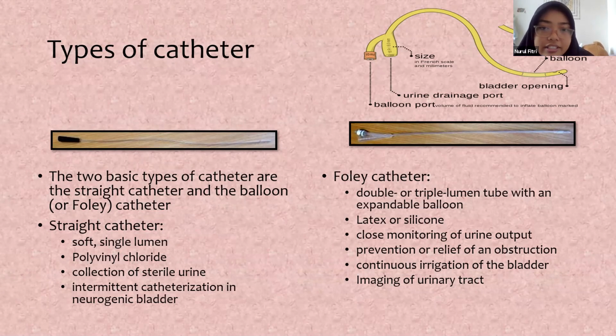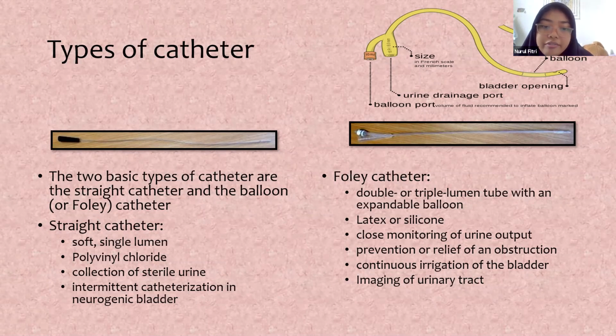And then the Foley catheter, just like in the picture, is a double lumen or triple lumen tube with an expandable balloon at the distal end of the catheter. It is made from either latex or silicone. It is usually used when the catheter must stay in the bladder, because the function of the balloon is to secure the catheter in the bladder.